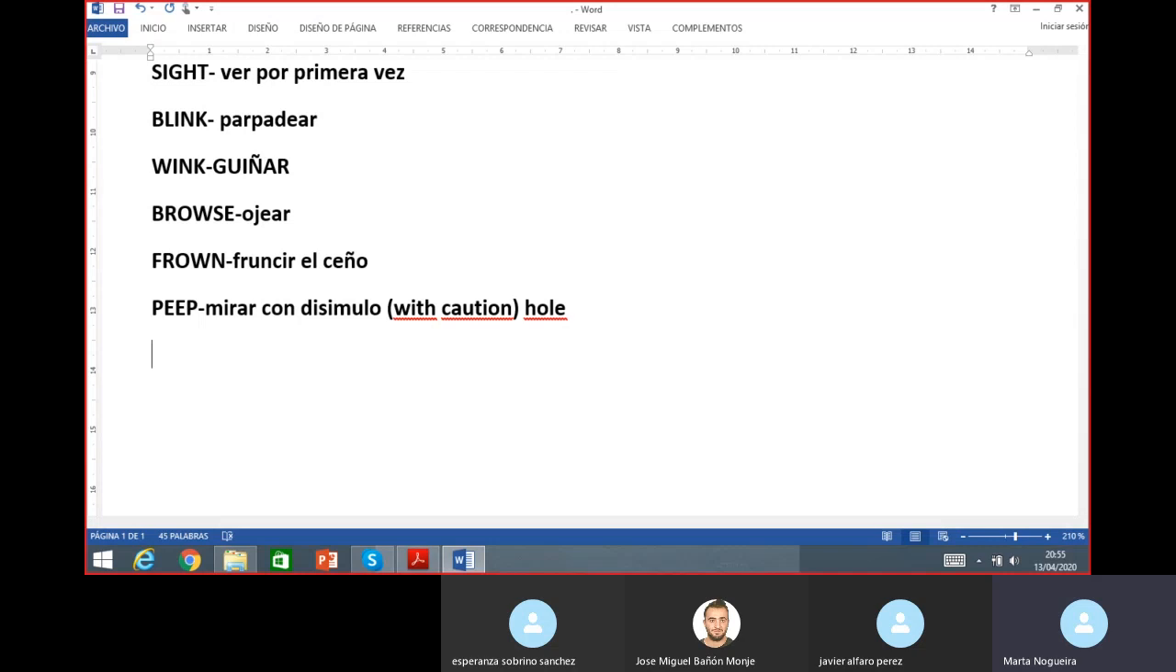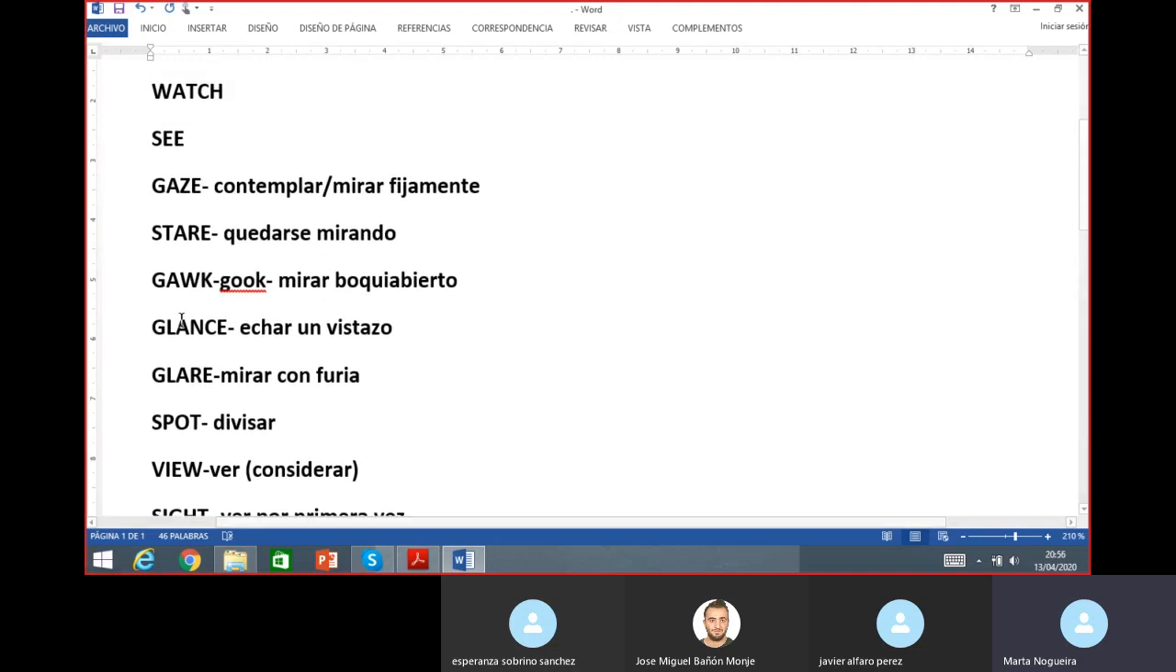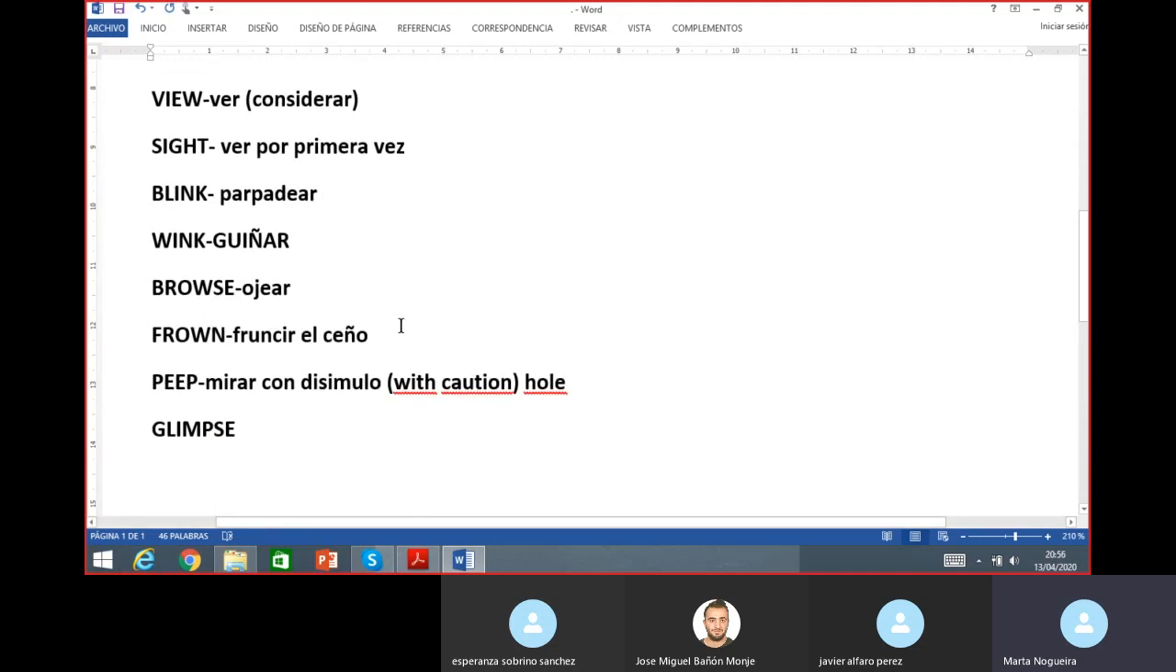And let's see the last two. The last two. And I promise. We have glimpse. A lo mejor algunos de estos os suenan. Os aseguro que si os leéis muchas veces esto, os los podéis aprender. Pero si no, por lo menos, cuando los leáis muchas veces, vais a saber que es algo de ver. Entonces ya os podréis hacer una idea, ya según el contexto.